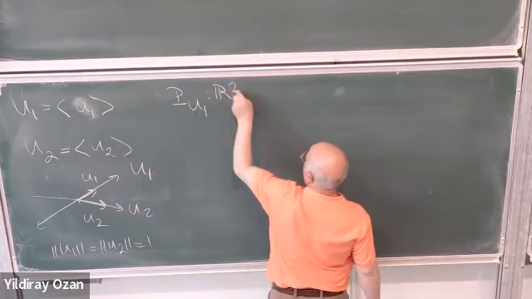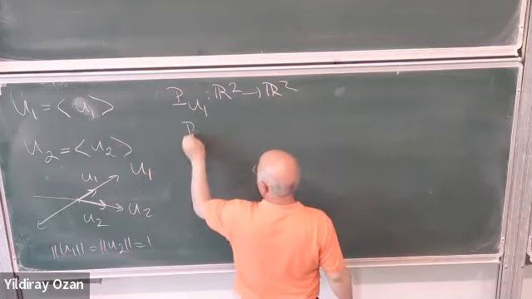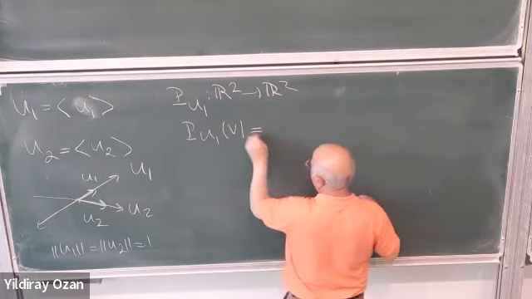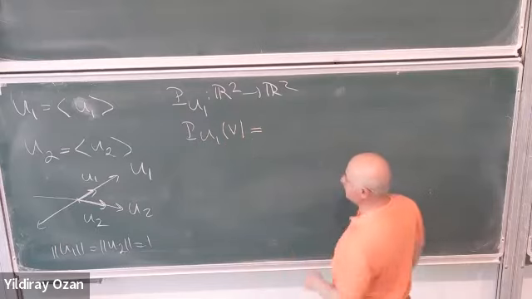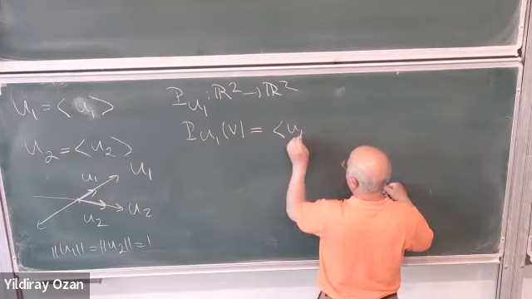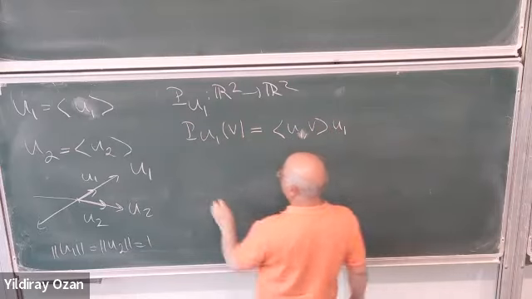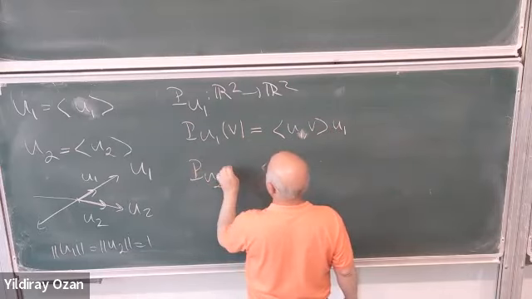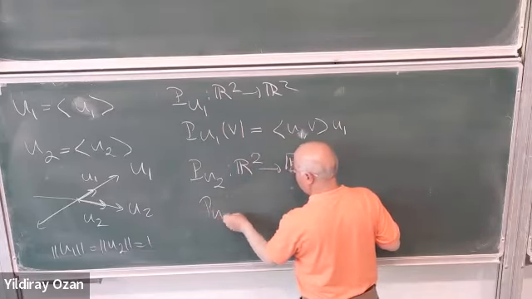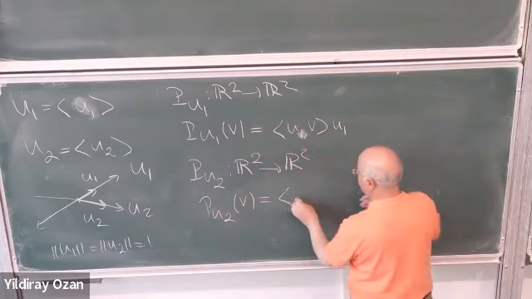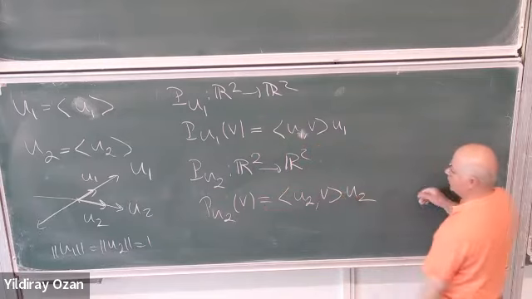P_U1 of V: I take the inner product of V with U1, and then take U1 as the coefficient, so U1 dot V and then U1. Similarly, P_U2 is a map from R2 to R2, and it is given by P_U2 of V, just the inner product of V with U2, and then you just write it like this.